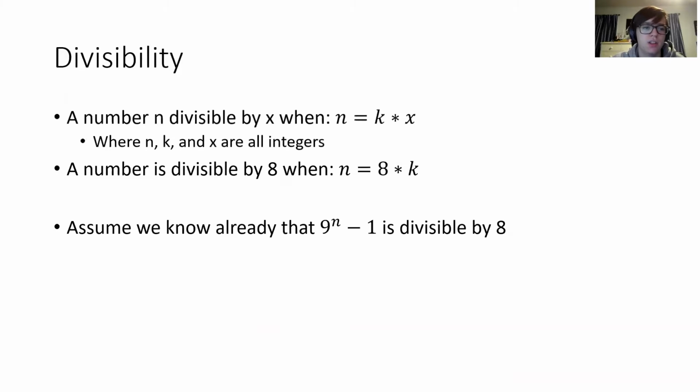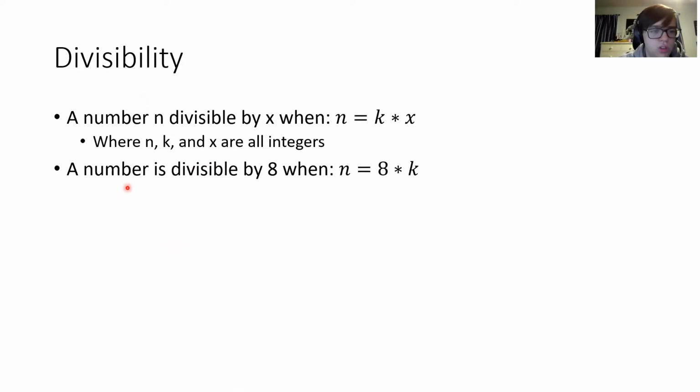So we'll start with the definition of divisibility. We know a number n is divisible by x when n is equal to k times x, where n, k, and x are all integers. So a number is divisible by 8 when n is equal to 8 times k. So in this here, 8 is the x and k is still k.